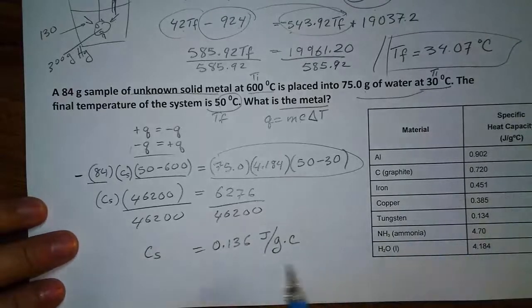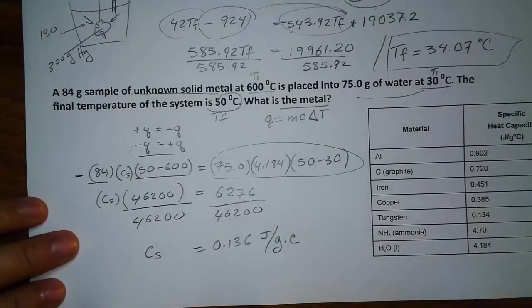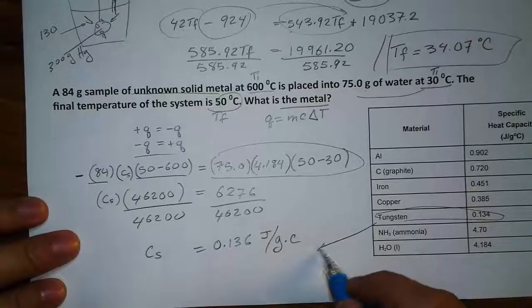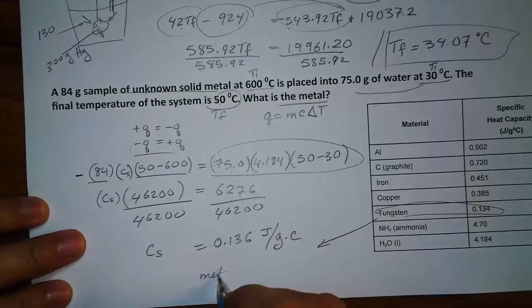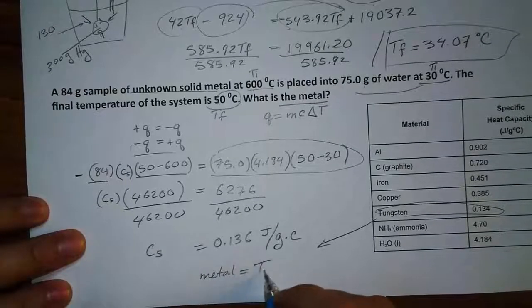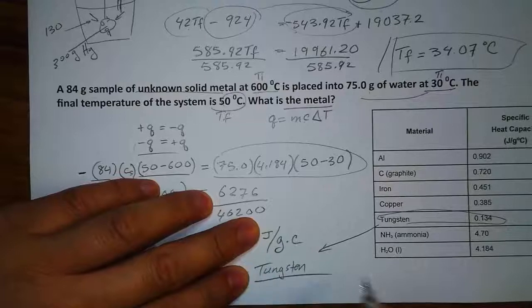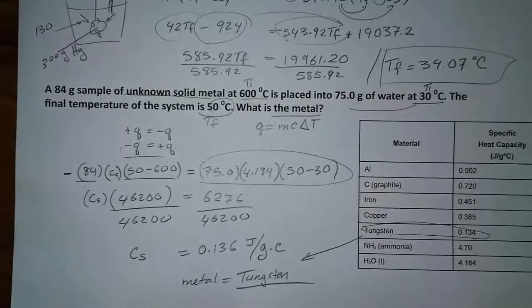And look at the table, which one has the same or similar specific heat? And that's right there. So this must be your unknown. So the metal must be what? Tungsten. Isn't that easy? And that's all you have to do.